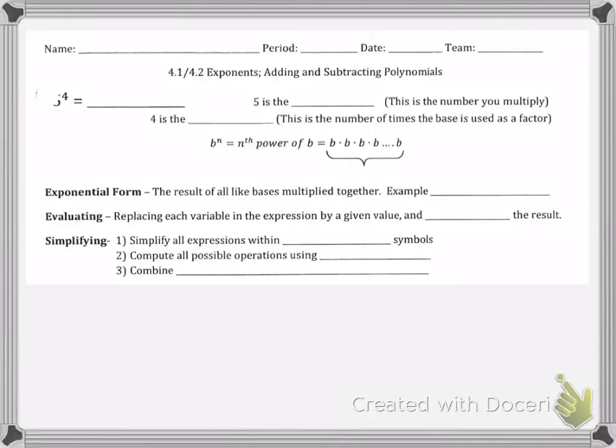Hi algebra students, please find your 4.1 and 4.2 exponents, adding and subtracting polynomials template. This is a little cut off because of the hole punch. This should say 5 to the 4th. So this represents the repeated multiplication of 5 times itself 4 times total.